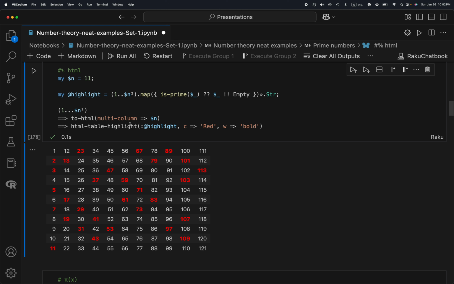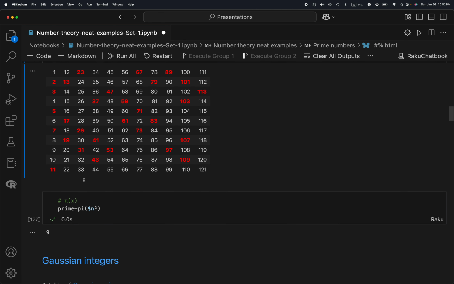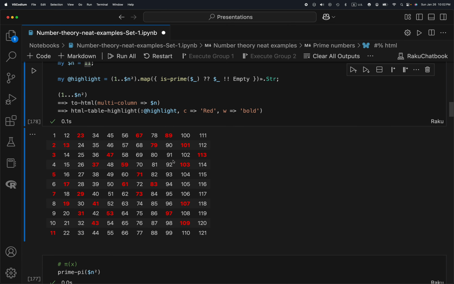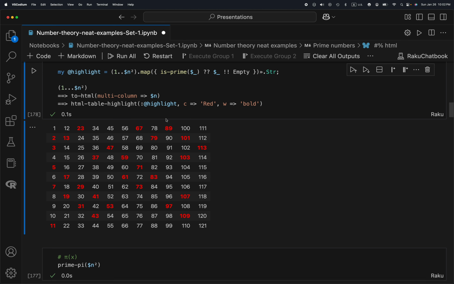What is so neat about it? Well, these functions, to HTML table and highlight, they come with a package called Data::Translators, which is automatically loaded if you use Raku chatbook. And Raku chatbook has this magic cell for HTML code. So if the result is HTML, it's automatically rendered in this way. Now, is-prime is being used, you can see it here, right? Is-prime is being used to do the highlights.